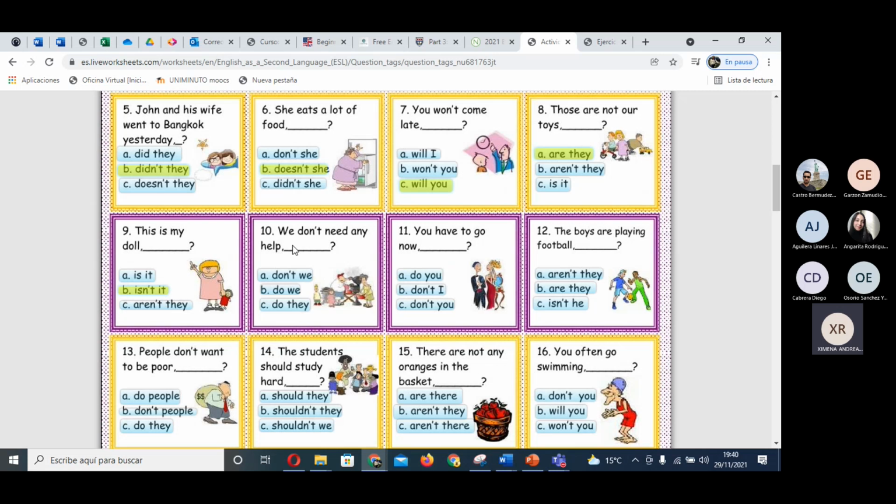And Jasmine Osorio, Jasmine, number 10. We don't need any help. Buenas noches, profe. Don't we? Ok, la primera, ¿sí? No, teacher. Do we? La segunda. Do we? Do we is the correct pronunciation. Very good. Entonces tenemos un auxiliar negativo donde nos muestran don't, por ende inmediatamente acá el auxiliar quedaría afirmativo, que sería do, y el sujeto pues we. Do we? Very good.